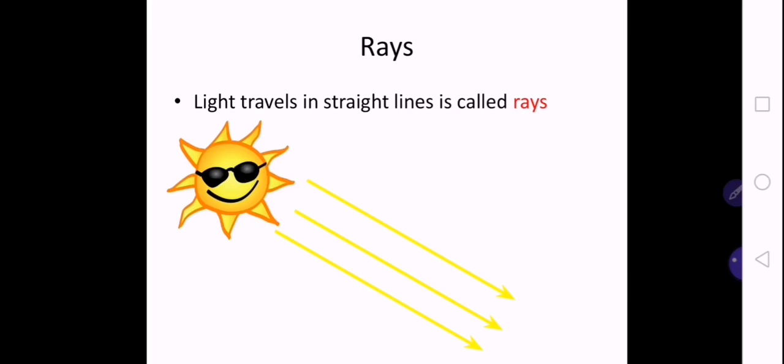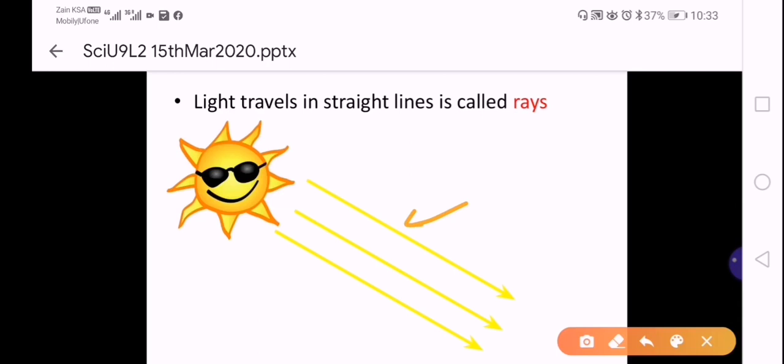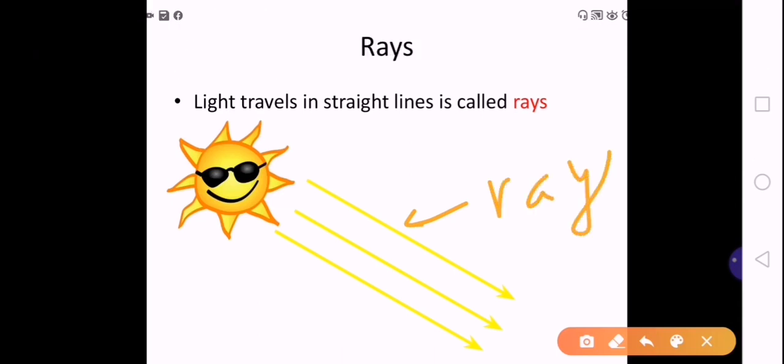Now when light travels, it always travels in a straight line, we all know. But what we call those straight lines is rays. What are those rays? Rays are the light traveling in a straight line. Just as in this picture, you can see that the light rays from the sun are coming down to the earth, and they are in the form of straight lines, and these straight lines are known as rays. Okay?